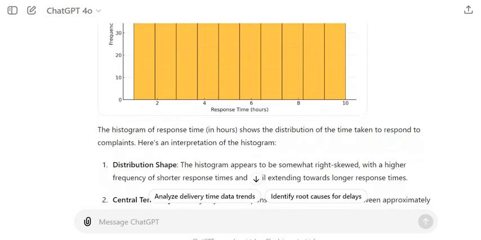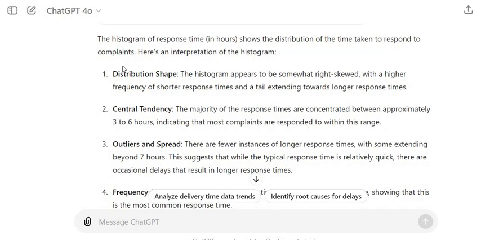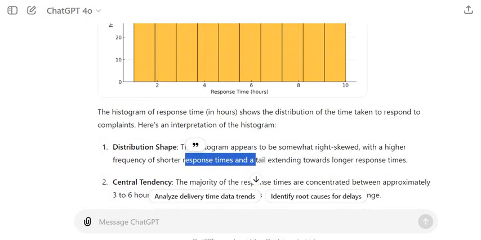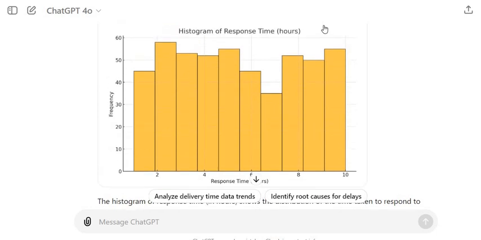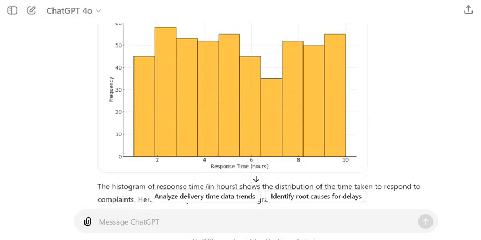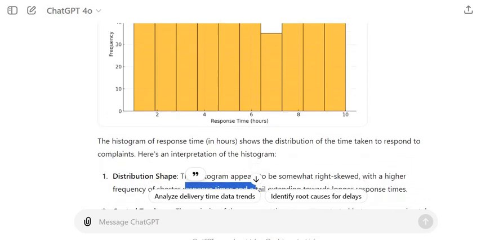So what does it tell us? It tells us its distribution shape. The histogram appears to be somewhat right skewed with a higher frequency of shorter response time and a tail extending toward longer response time. It is not perfectly skewed, but it is somewhat right skewed, meaning that most of the complaints are resolved in relatively shorter period of time, which is a good thing from our point of view.